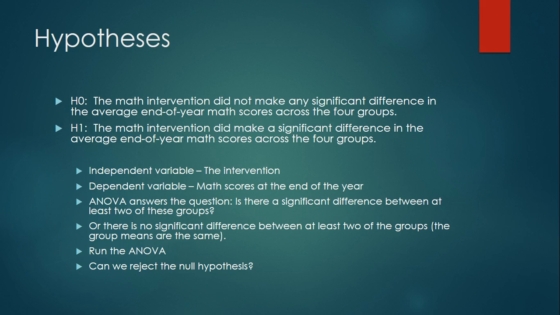So the independent variable is going to be the intervention, and the levels of intervention, whether it be 0 months, 3 months, 6 months, or 9 months. And the dependent variable is going to be math scores at the end of the year.